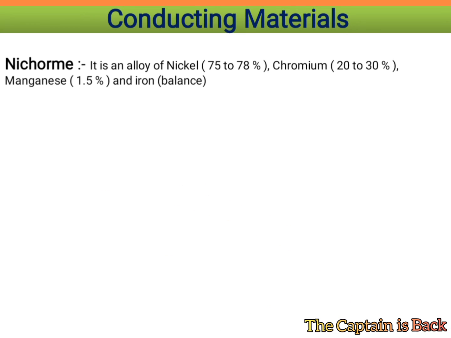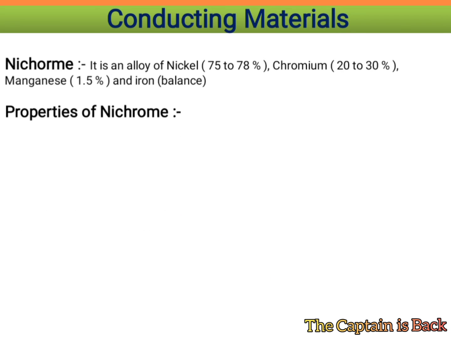Nichrome is an alloy of nickel, that is 75 to 78%, chromium 20 to 30%, and manganese 1.5%, and some iron to balance. This is how the nichrome alloy is formed. Nichrome is an alloy with high resistivity. Sorry, not high conductivity, but high resistivity material.